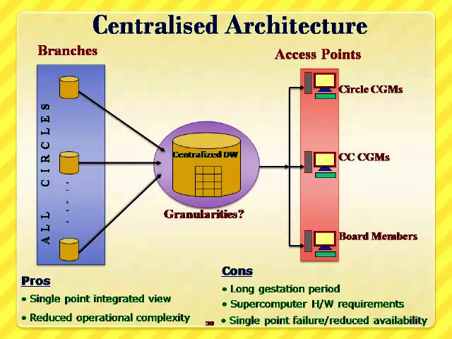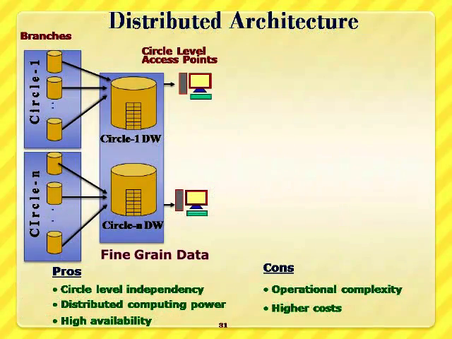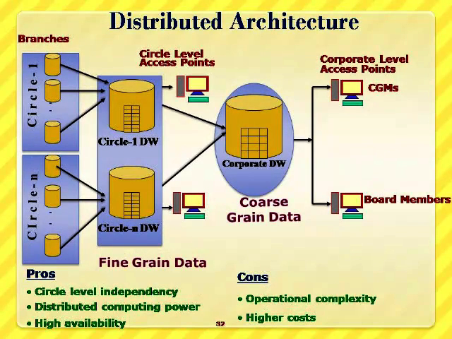These are the cons. Now let us go to the next architecture model, distributed architecture. What I do here, I take up one circle, let us say one state, collect the data from different branches of the bank, and build a circle level data warehouse. Similarly, for another circle, in another state, I build a circle level data warehouse. So what I am doing, I am distributing the data at different circles, not at a central place. Since I am distributing the data in different circles, I define my granularity as fine-grained granularity. Then from the fine-grained data of the circle-level data warehouses, I summarize the data from each circle and bring it to the central place, the corporate data warehouse. So in the corporate data warehouse, I can make the data coarse-grained.